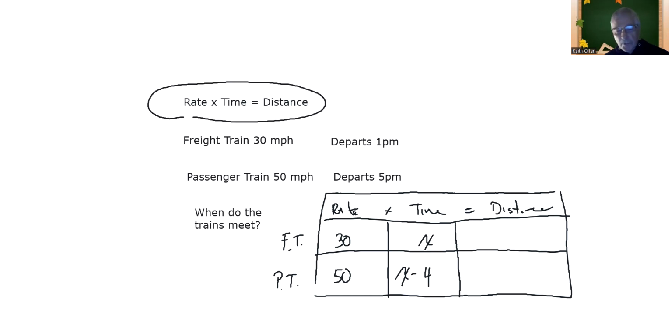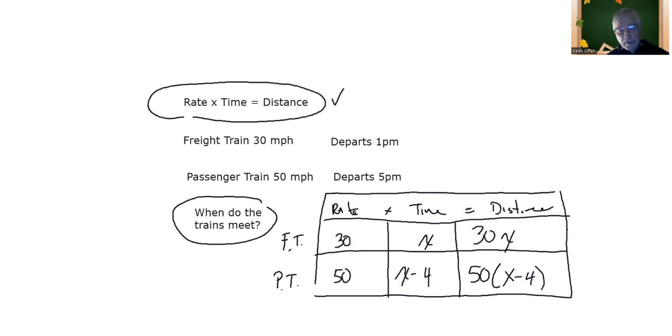And from this, we do the equation. Rate times time equals distance. So 30 times X is 30X. And 50 times X minus 4 for the passenger train is 50 times the quantity X minus 4. Now here's the key. The trains travel until they meet. They both meet at a certain place or time, and the distance here is going to be equal in both cases. So there we have our equation.